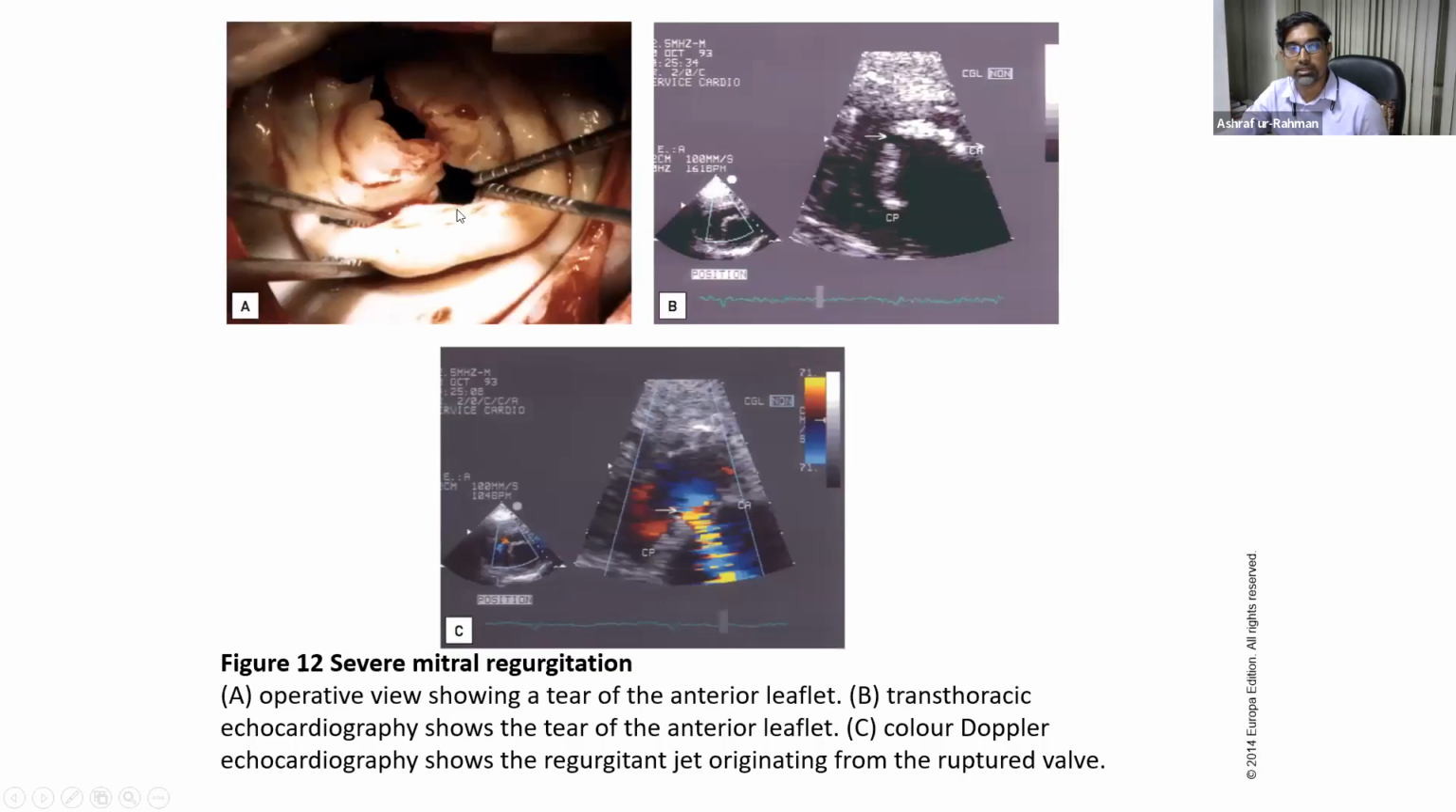This is the surgical view of a patient with severe MR. You can see the anterior leaflet is torn by the PTMC procedure, and this is the MR jet.